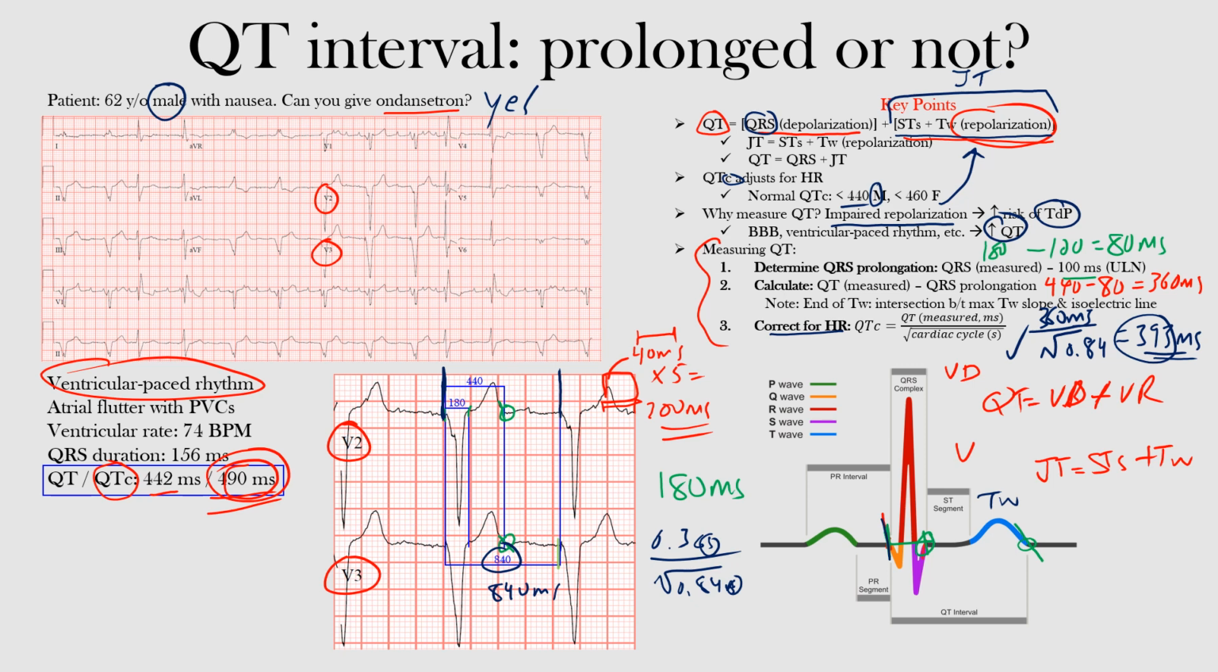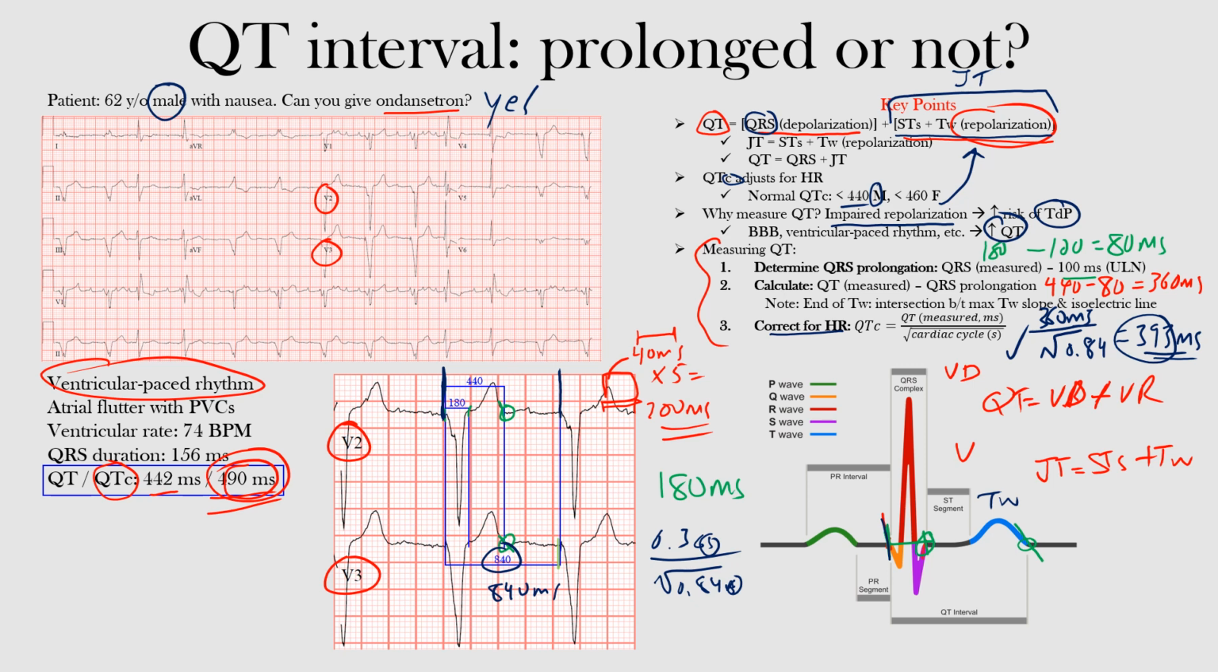We measure the QT by first determining that QRS prolongation, okay? We follow that step. We then subtract that, what we measured, from 100 milliseconds, which is the baseline, and then we calculate the QT measured, subtract that from the QRS prolongation in order to then get to the corrected heart rate. The corrected heart rate we use is that Bazett formula.